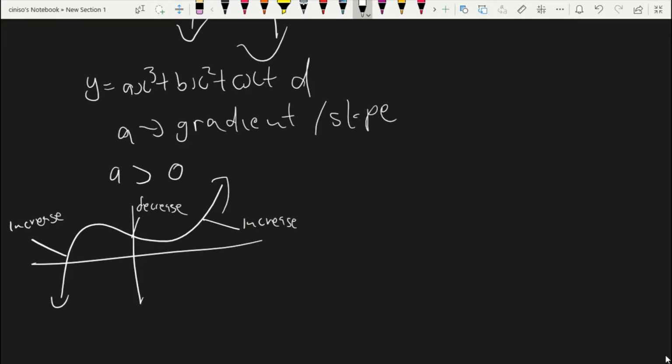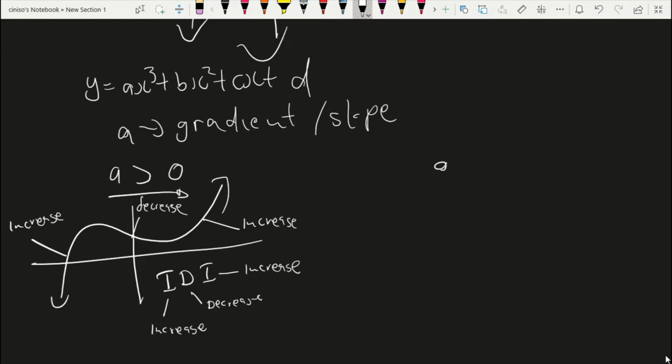So what I use is, for a greater than 0, I can simply say IDI, where this means increase and this means decrease and this means increase, right? So now you know, if your a value is greater than 0, you have a cubic function with the shape of an IDI. So it's increase, decrease, increase.